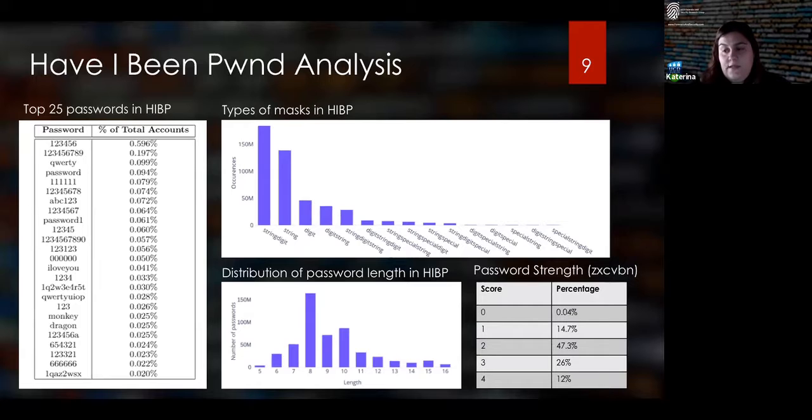Then you can see that we've done what we're calling a pattern analysis, the type of masks in Have I Been Pwned. Typically, there are 4 classes of characters in passwords: lowercase characters, uppercase, numbers, and special characters. This graph shows the most popular combinations of these types. These combinations are what we're calling masks. As you can see, these are the 15 most common ones, and the most common one by far is string digit, which means that there is a string, which could be lowercase or uppercase, followed by 1 or more numbers.